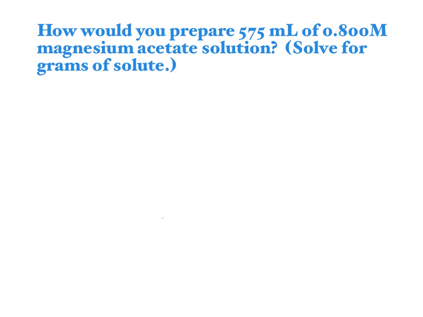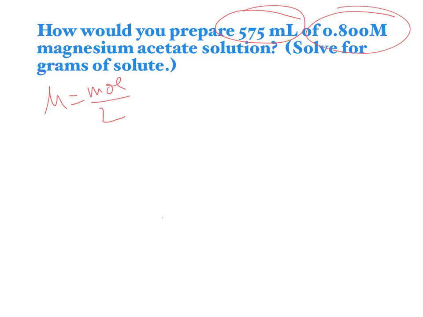Next. So here's the next type of way that we can use the molarity equation. This is one of those how do you prepare sort of questions. It's still just a molarity question. So we're going to start off with our basic formula, which is molarity equals moles per liter. And then we can take a look at our problem and see what we've got. So how would you prepare 575 mL of a 0.8 molar magnesium acetate solution?